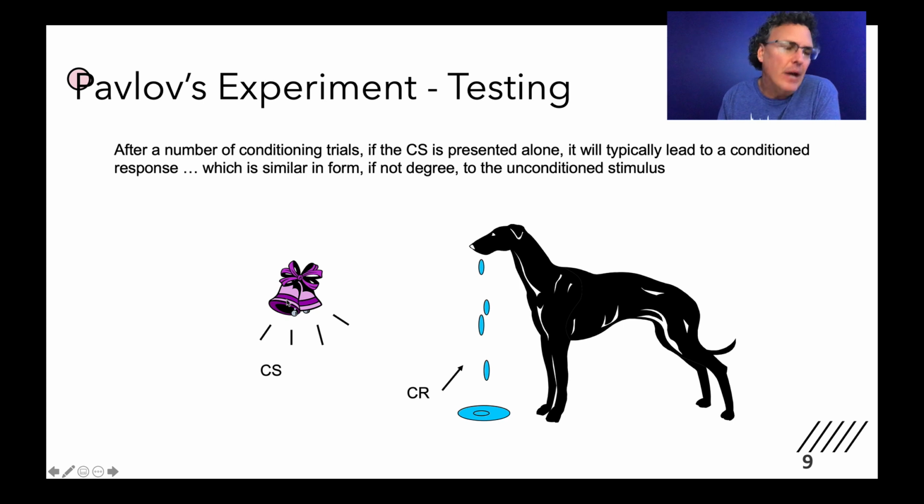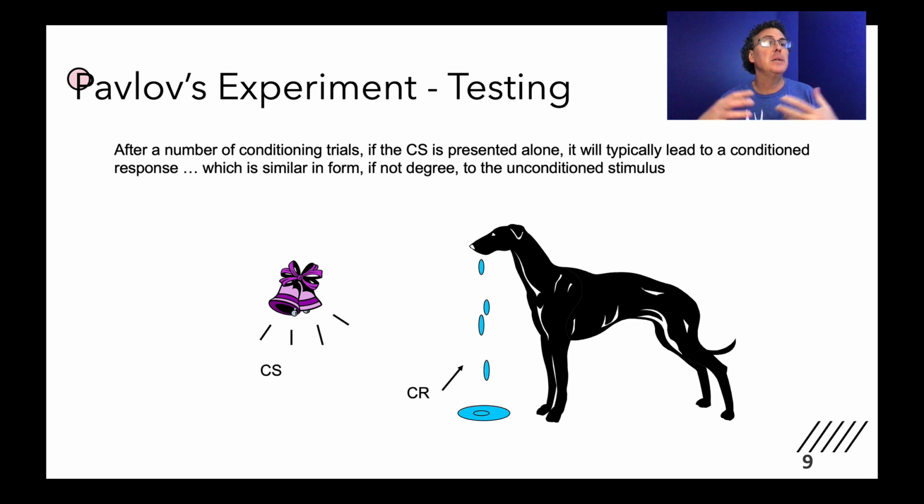Now that we've created this connection between the bell and drooling, this is the conditioned stimulus-response pair. We've conditioned this. This was not the case at the beginning of the experiment. What we've done is we've added a new behavior to this dog's repertoire. It used to have just the things it was born with, but now it's learning that the bell predicts something. And so now it's going to respond to the bell too.